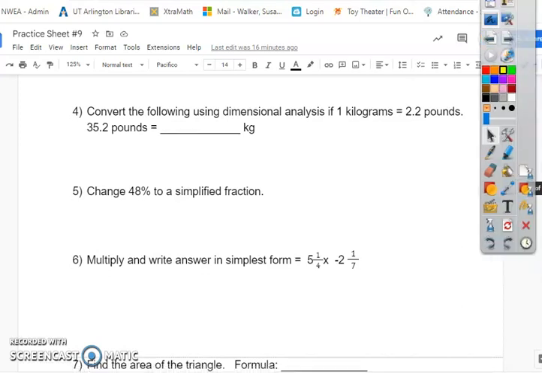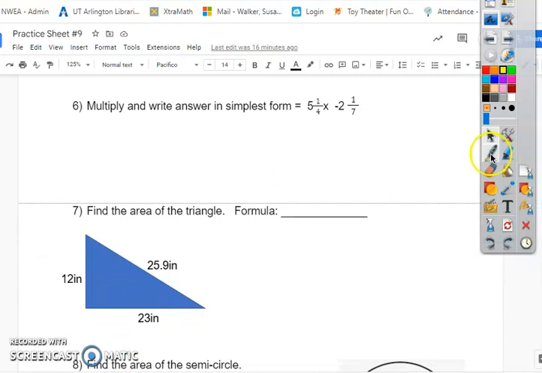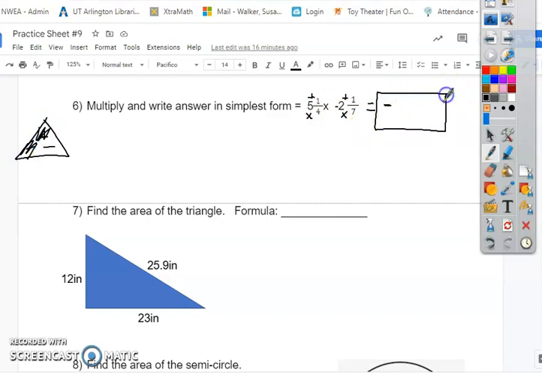Number 6, been doing this for a while. Multiply and write the answer in simplest form. So remember, we start with Texas, Texas. And actually, even before I do that, I would take care of that sign. Okay? When I multiply and divide, I do the triangle. So positive, negative, I get a negative. Okay? I'm going to go and put that here in my box for once I'm done. Okay? Done with my sign.